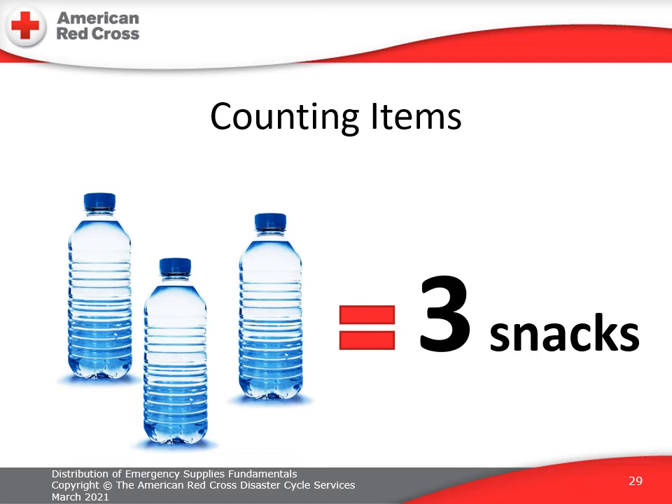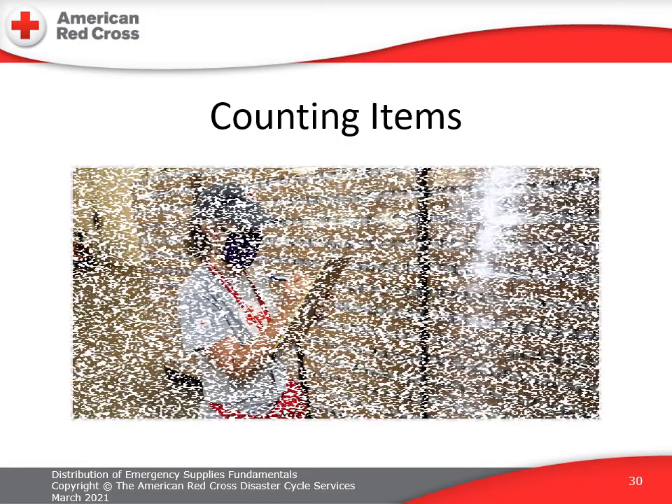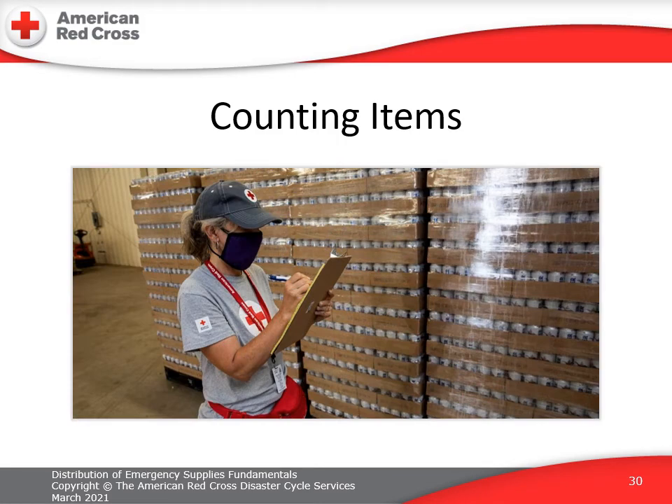Let's continue by learning about the importance of maintaining the daily count of items. Maintaining the daily count of items distributed is simple. At the beginning of a mobile route or fixed site distribution, record the number of each item that you started with. At the end of the day, count how many of each item you have left. Subtract the amount left from the starting number. The total is the number of items distributed.